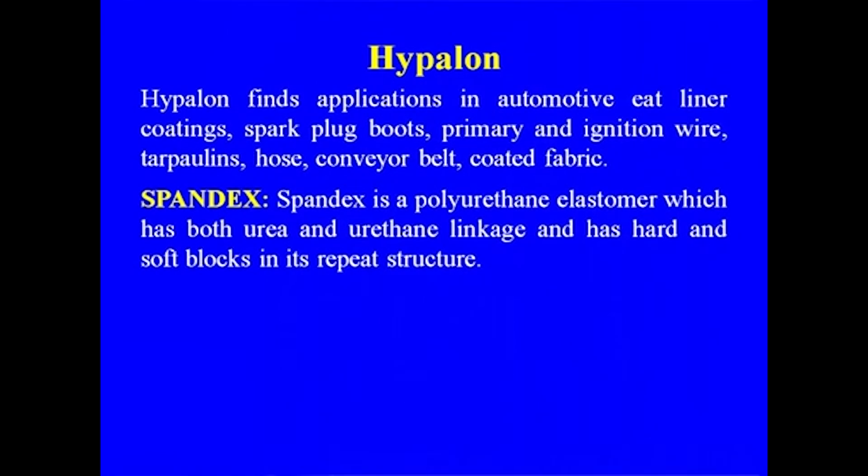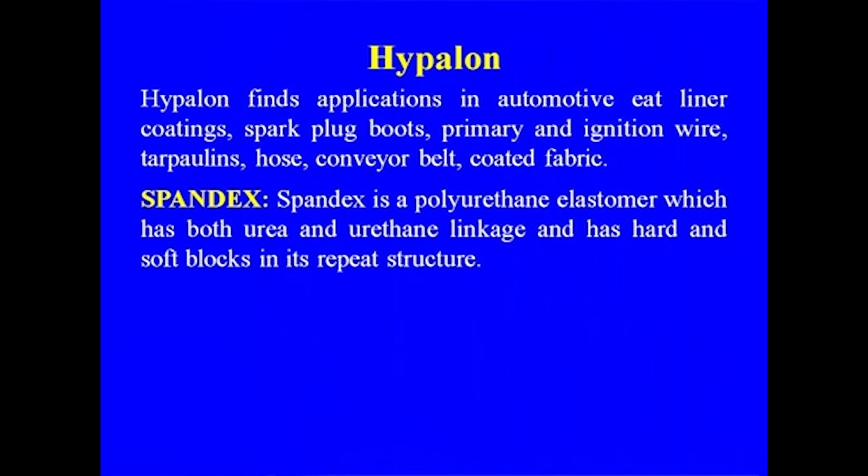In case of the hypalon, applications are automotive, car liner coatings, spark plug boots, primary ignition wire, tarpaulins that we call it for the lining that sometimes we are using. Earlier it was very common to use tarpaulins for the hose, conveyor belt, coated fabrics.